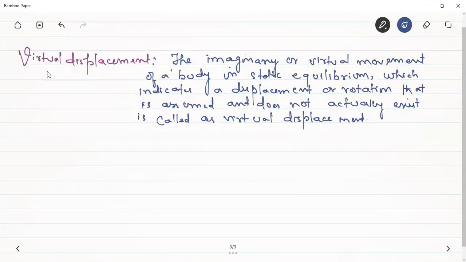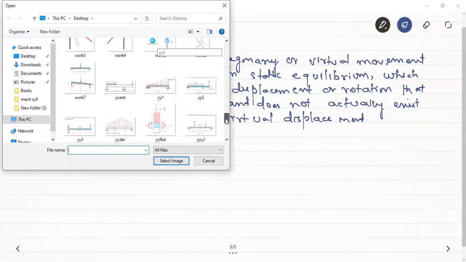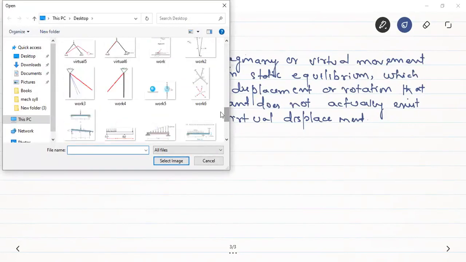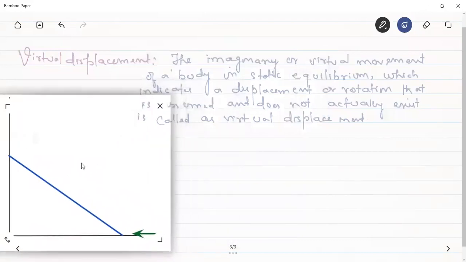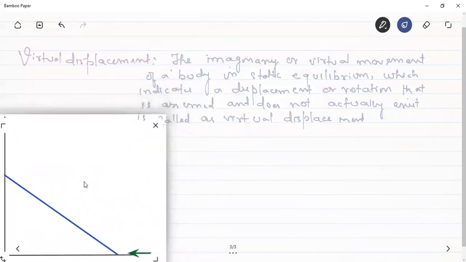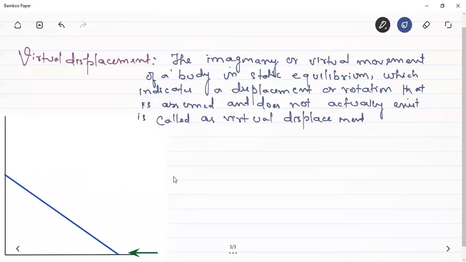Let's take an example. Suppose there is a rod which is resting on a wall. One end of the rod is with the wall, and another end of this rod is on the ground. There is a force, suppose this force is equal to Q. This Q force is keeping the rod in static equilibrium.